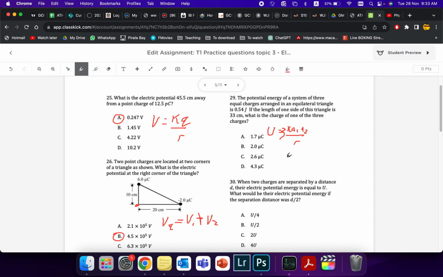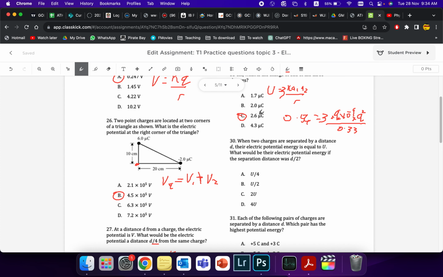So you will have to do 0.54 equals, and there's 3. So basically you do it 3 times. K, which is 9 times 10 to the 9, multiplied by Q times Q, which just becomes Q squared. And I'm going to divide that by the distance, which is 0.33, 33 centimeters. If you solve it for Q squared, you will take the square root at the end to get Q. If you were to do that, you should get 2.6 microcoulombs, 2.6 times 10 to the minus 6.